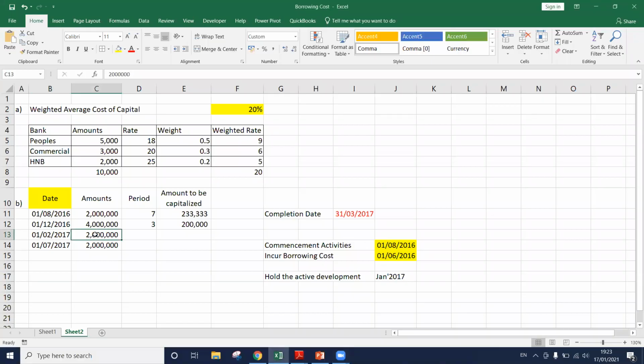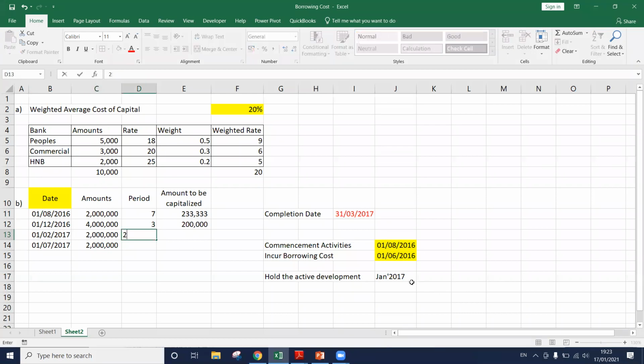On 1st of February 2017, they have utilized another 2 million, right? From 1st of February to 31st March, how many months are there? February and March, only two months. This January, do we need to ignore it? Do we need to exclude it from this value? The January month is not included in this period. From February to March; January was before that. So we can capitalize the amount for two months.